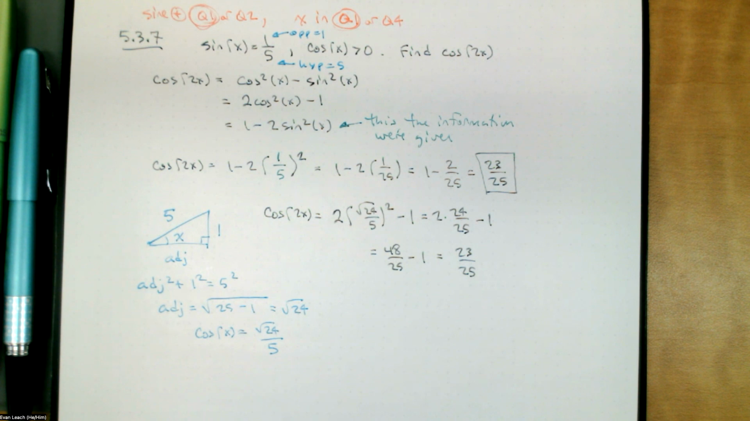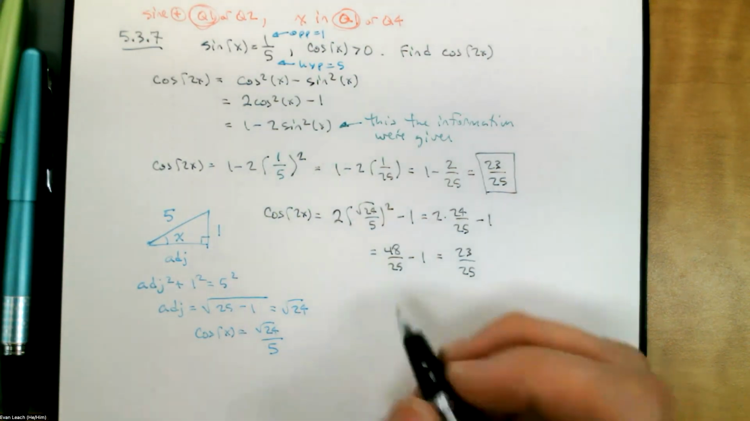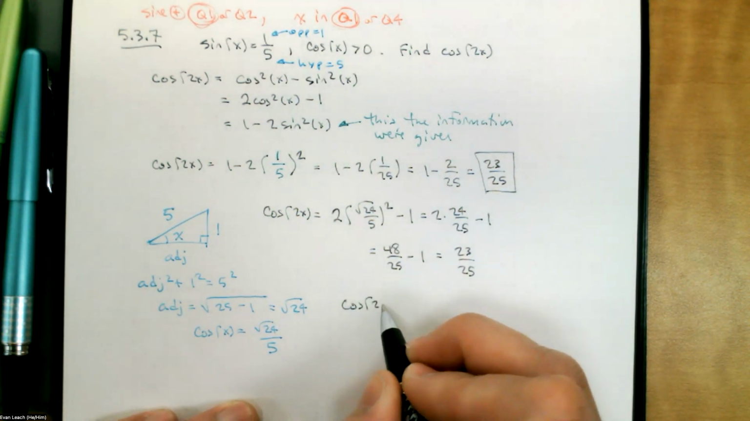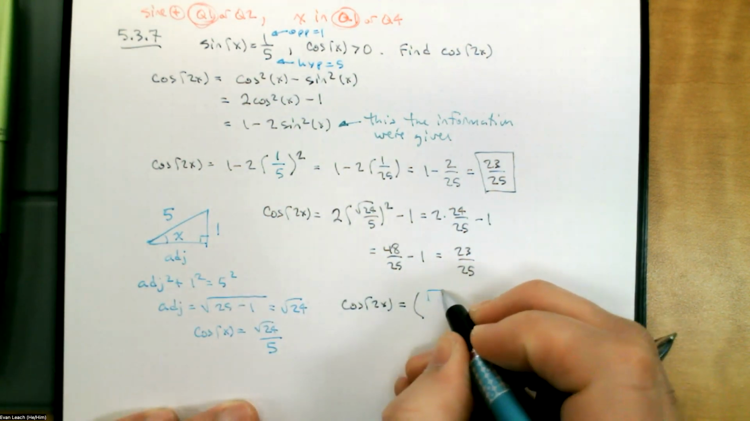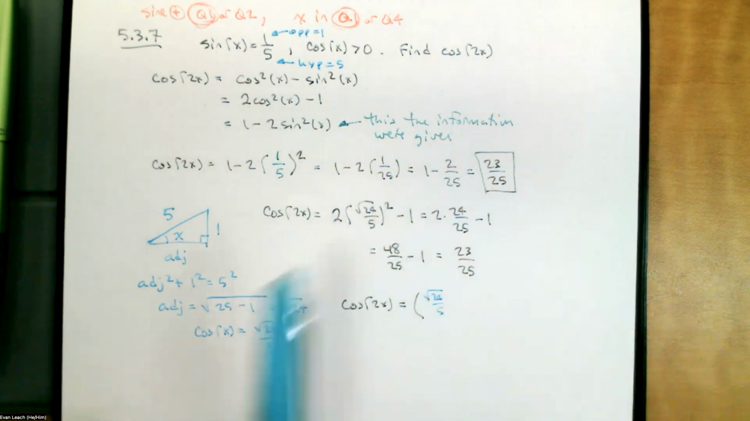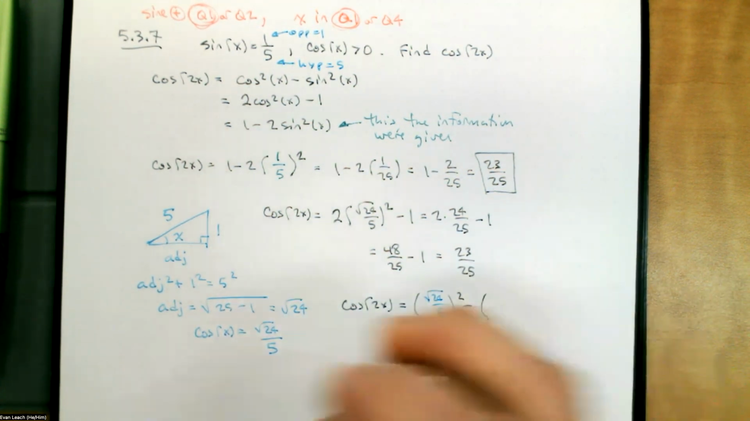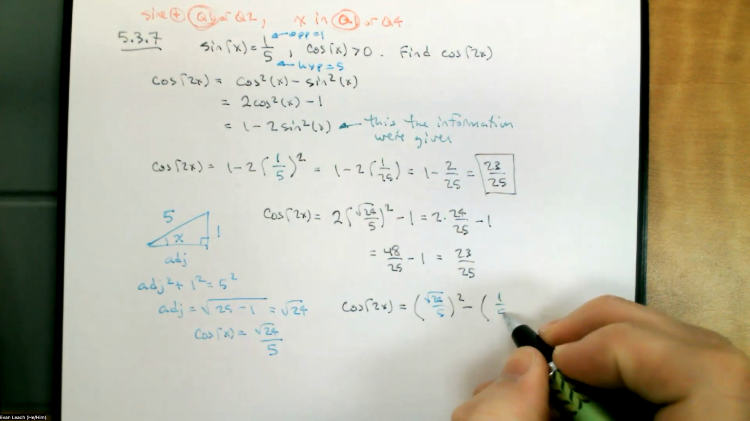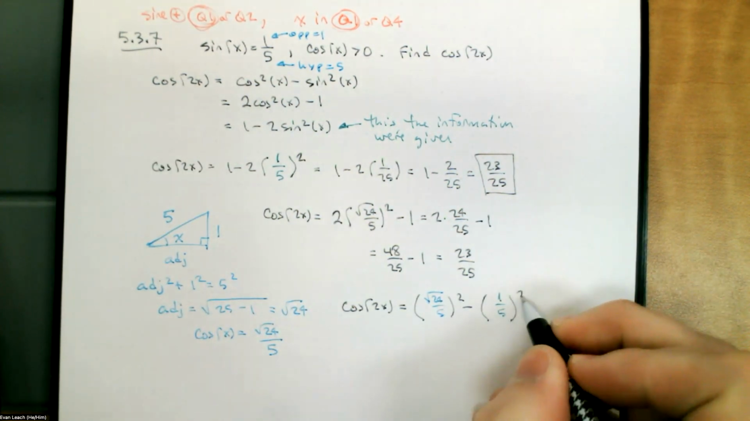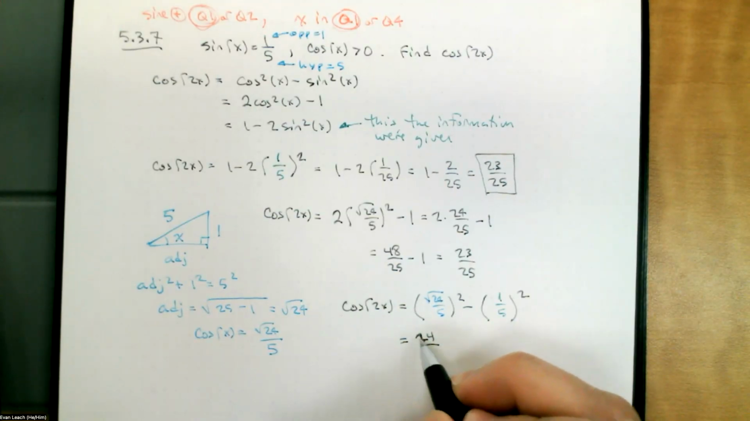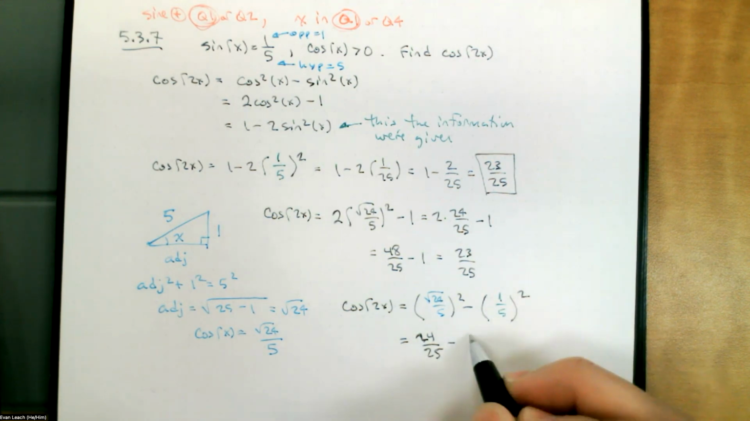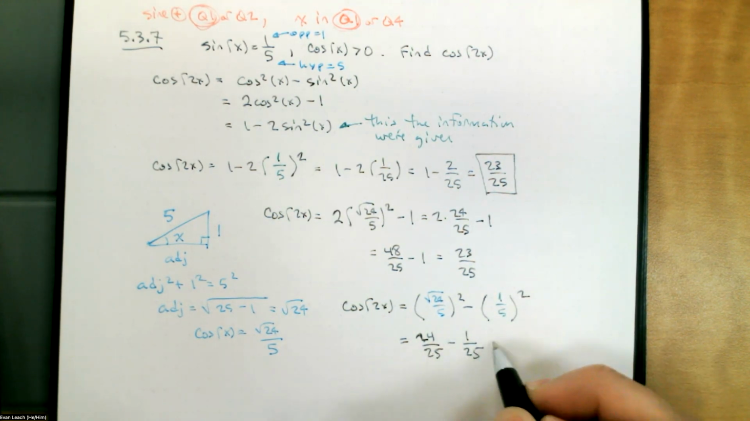Although if we're going through all this trouble of finding cosine of x from the sine of x with a little right triangle, that's probably because the only one that we remember is cosine of 2x is cosine squared minus sine squared. So maybe we're doing this. Square root of 24 over 5 squared minus 1/5 squared. So I got 24 over 25, since square root of 24 squared is 24 and 5 squared is 25. 1 squared is 1 over 5 squared, which is 25. At least they have a common denominator now.